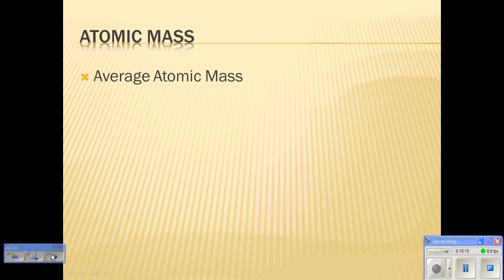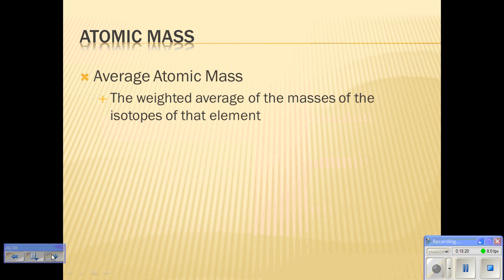What you see on the periodic table is called the average atomic mass. This is the weighted average of all the commonly occurring isotopes in nature for that element. It's not just an average, like if I had 5 tests and I added all the scores up and divided by 5, that's an average. But for a weighted average, you have to look at the fact that this one shows up more times, so that one's going to affect the mass in a greater way.